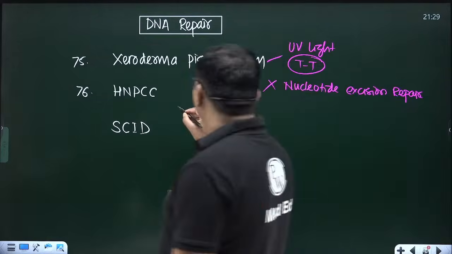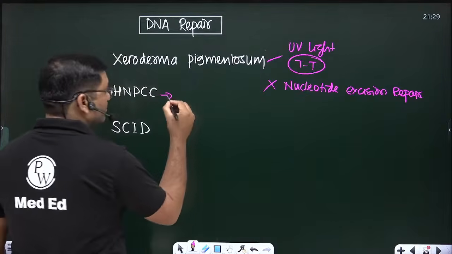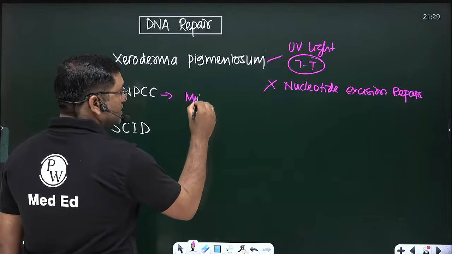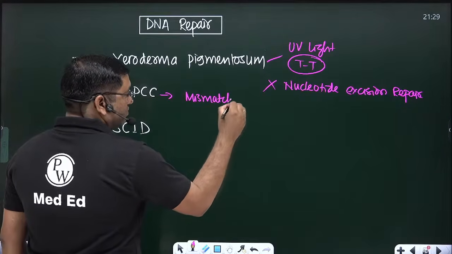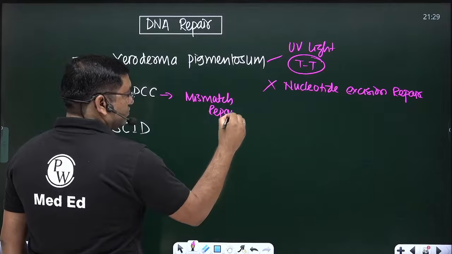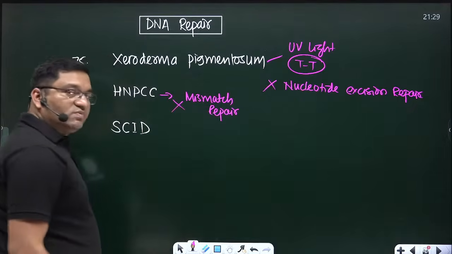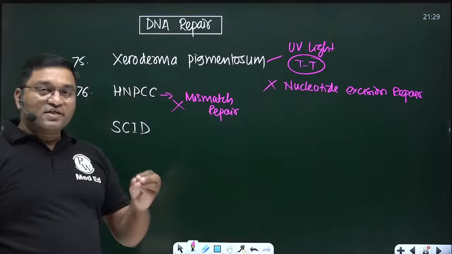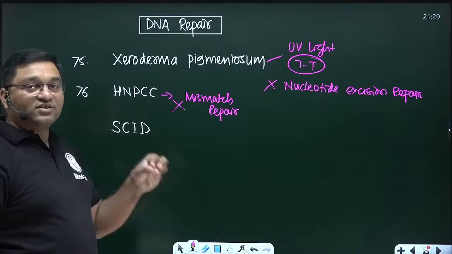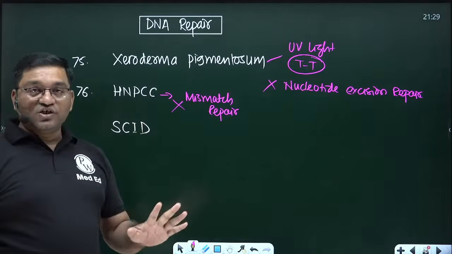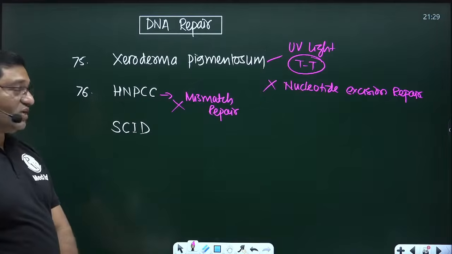HNPCC is due to a fault in mismatch repair. If there is a fault in mismatch repair, it causes hereditary non-polyposis colon cancer, which is also known as Lynch syndrome.